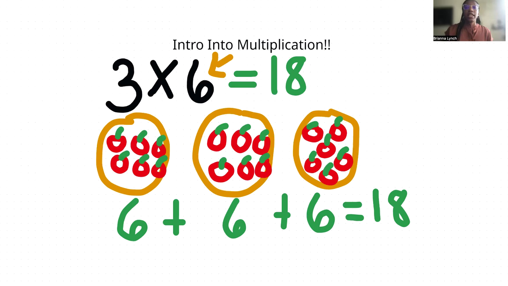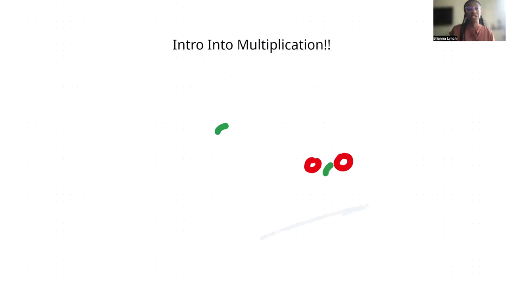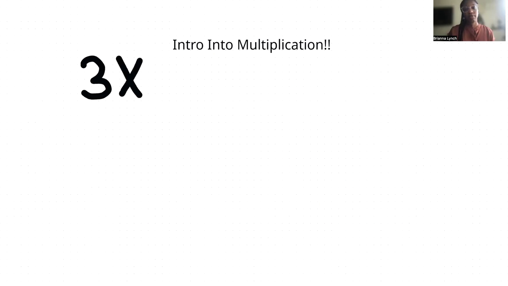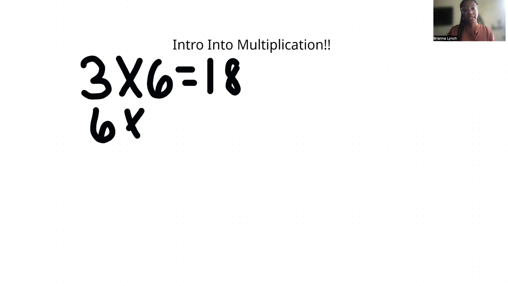All right. And then if we can erase this, right? So we can see how this works. If you are familiar with fact families, when you multiply, multiplication also too has fact families. So we know that 3 times 6 equals 18. Then guess what? I know that 6 times 3 equals 18.